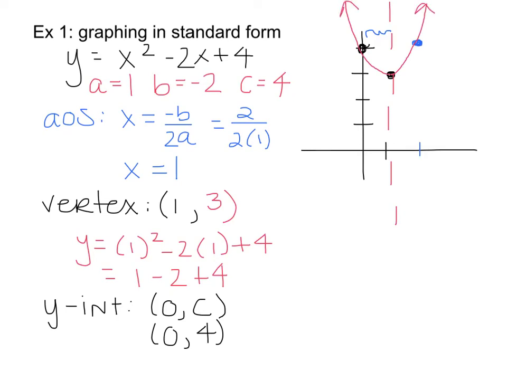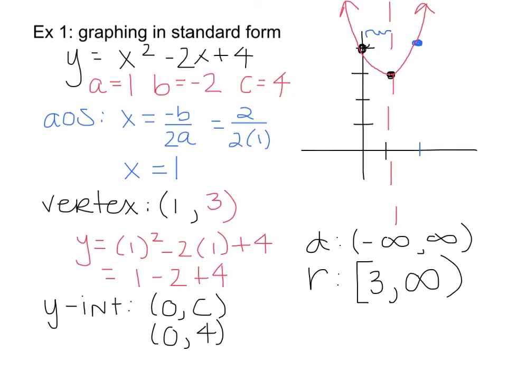Okay, I also need you to tell me what the domain is. Remember, that's never going to change. It's negative infinity to positive infinity. Now the range, since a is positive and your parabola is opening upward, the lowest part of your graph is that y value of your vertex, so it's 3. And then it's never going to stop growing upward, so it's 3 to infinity.